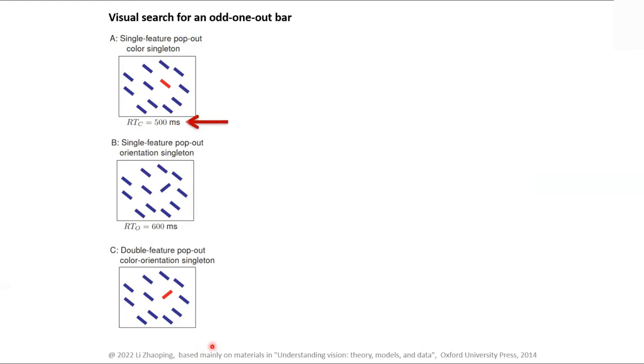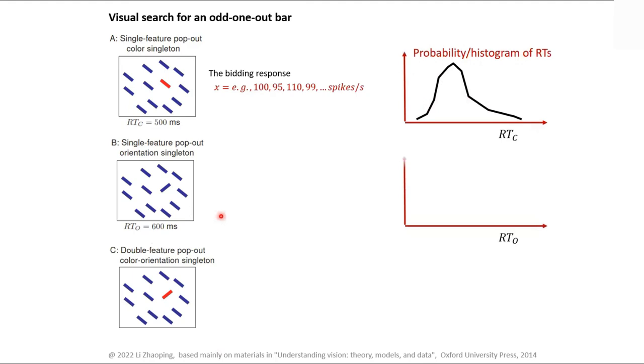But of course, in reaction time, it's not always 500 because the neural response is stochastic. So you actually have a distribution of reaction time. And similarly, for this response, you have a distribution of reaction time. And what is that distribution?